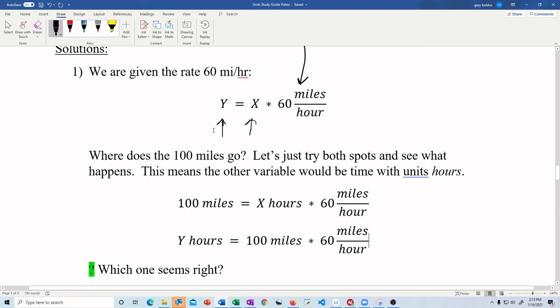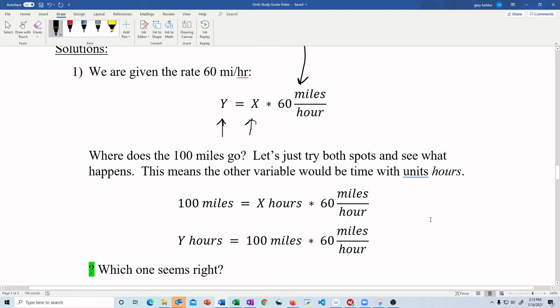100 miles I plugged in equals, and then the only other thing left is time. So this has to be X hours. So once you choose where the miles goes, you actually force the other unit, hours, to go in this spot. So it's either this or 100 actually goes here, and then the hours has to go over here. So these are the 2 options.